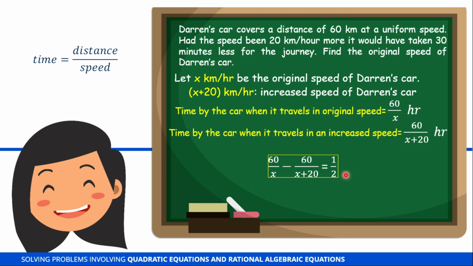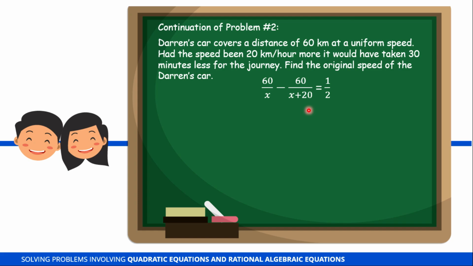Ngayon, i-transform natin ang ating rational algebraic equation into quadratic equation to solve for the value of x. So, first, hanapin muna natin ang LCD ng ating rational algebraic equation. Kasama sa LCD ang x plus 20. Okay? Kasama din sa LCD ang 2 at ang x. So, our least common denominator is 2x times quantity x plus 20.